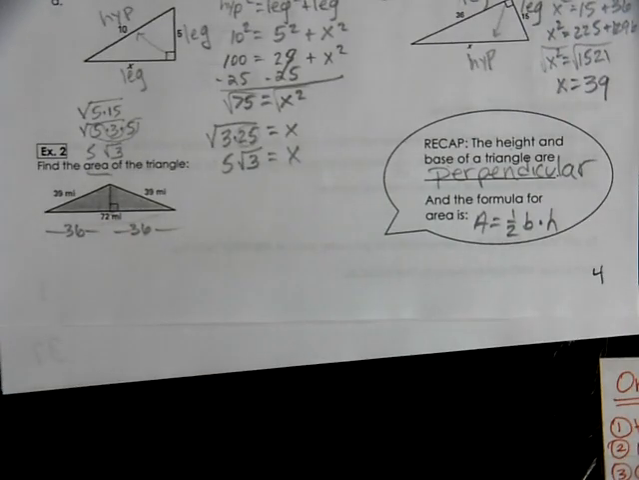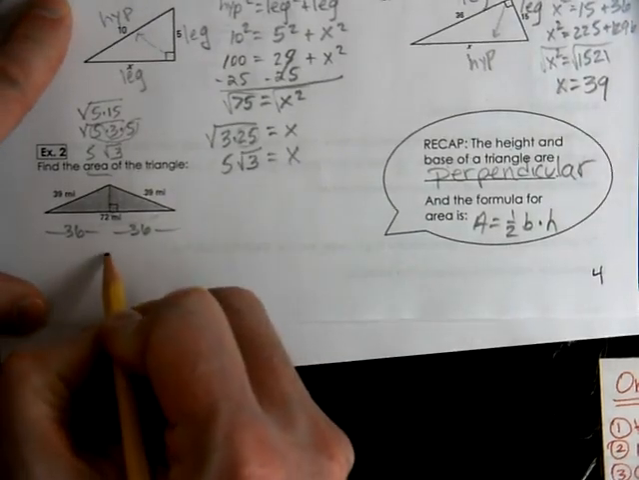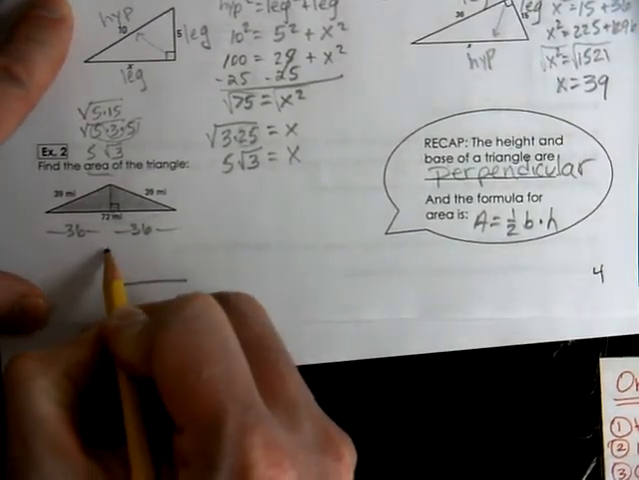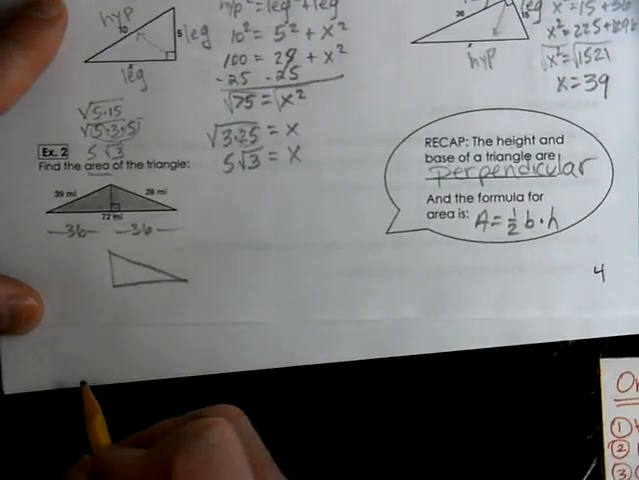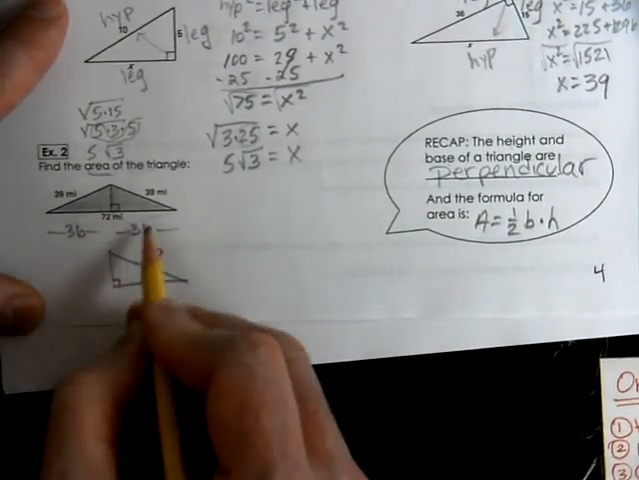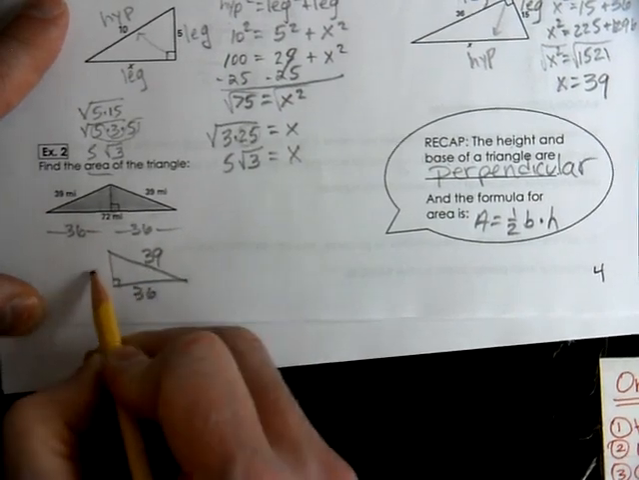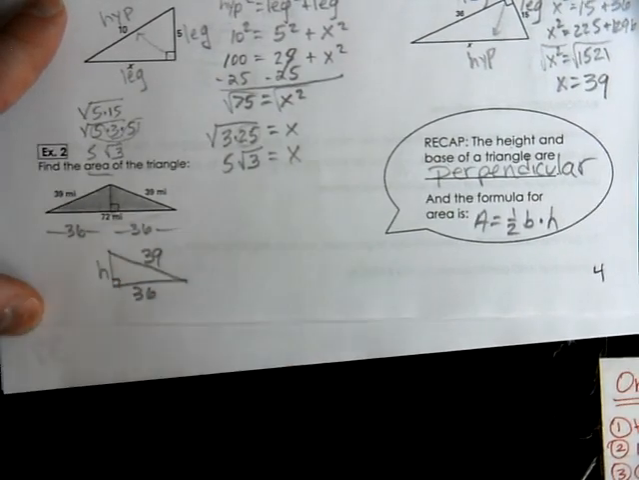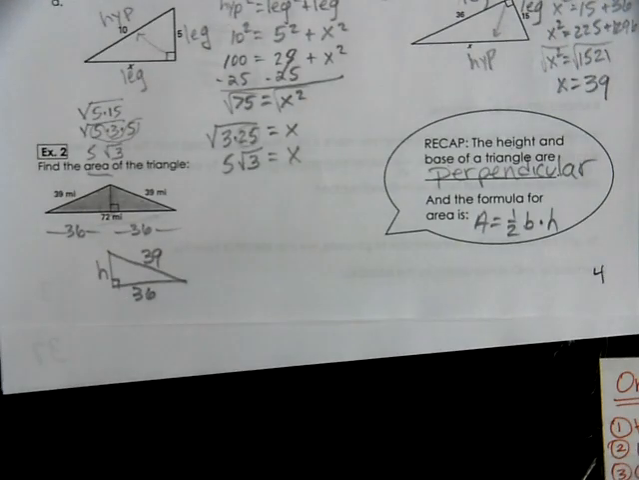Now what gets kind of tricky with these is that you have to break this triangle apart. You don't need to look at all that busyness. You just need to look at one portion of it. 39 is the hypotenuse, 36 is the leg, and we're looking for the other leg, which is the height of the triangle.